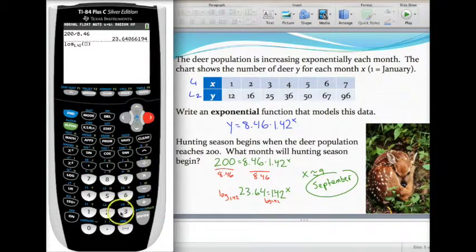So log base 1.42 of 23.64 gets me my answer of about 9. And of course they wanted to know what month, so the 9th month would be September. So there's how we can use one of these models to make a prediction about a real life situation.